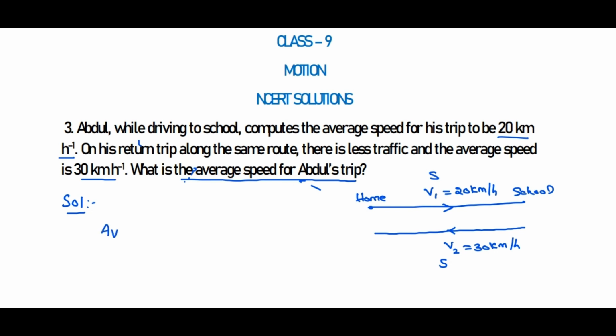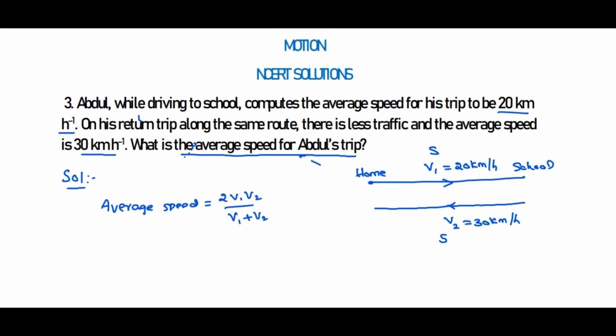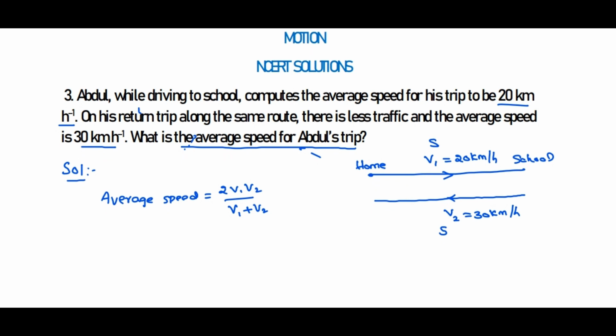So in this case, average speed is equal to 2v1 v2 by v1 plus v2. If a body covers equal distances with different speeds v1 and v2, then average speed is equal to 2v1 v2 by v1 plus v2. This one we have derived. Once you can go through Kinematics playlist and can get this derivation.